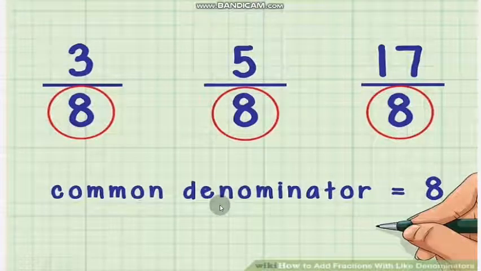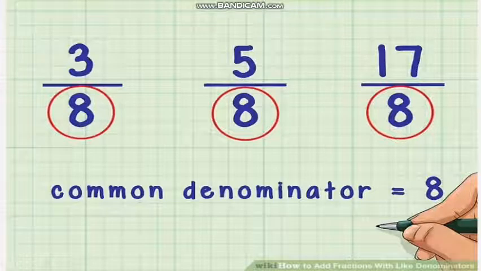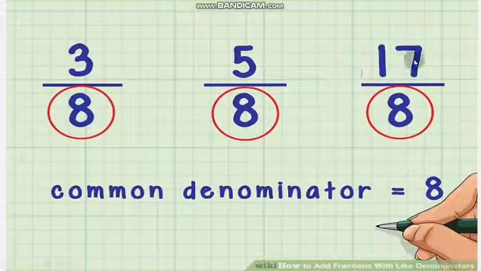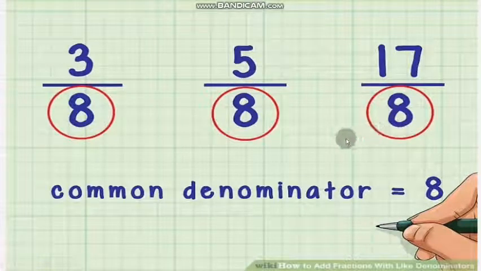Next, determine the common denominator. When two or more fractions have a common denominator, it means they have the same number as a denominator, or that they all represent wholes that have been broken into the same number of pieces. Fractions with a common denominator can be added together very easily, and the resulting fraction will have the same denominator as the original fractions. For instance, the fractions 3/8, 5/8, and 17/8 have a common denominator of 8.